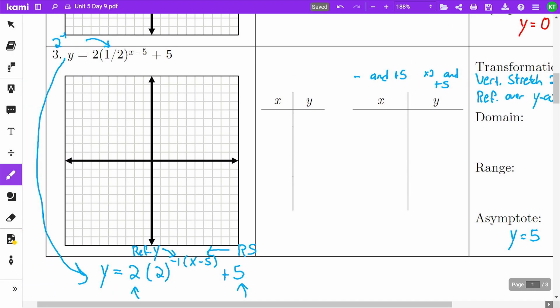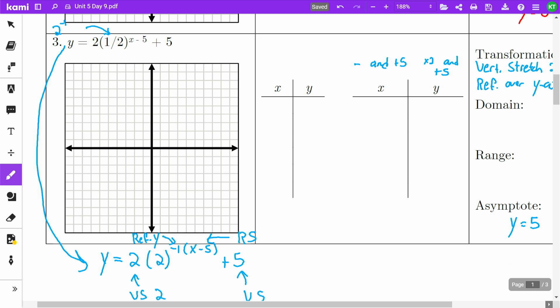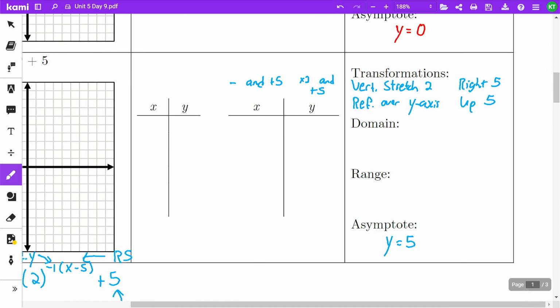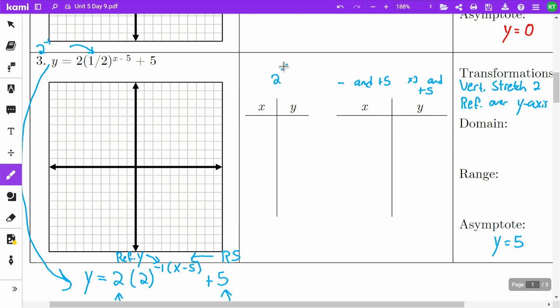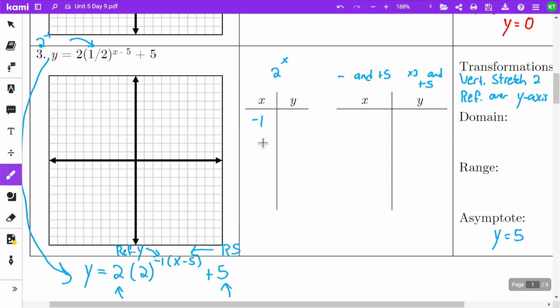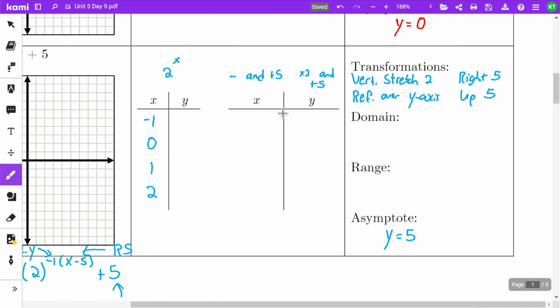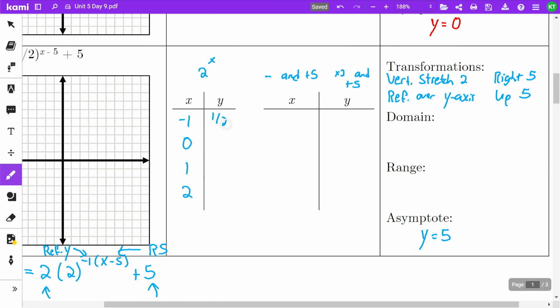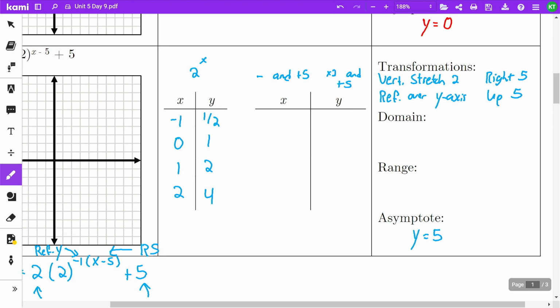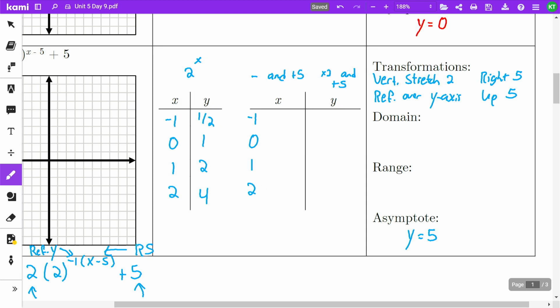So let's go ahead and do our values here. I'm going to use the equation below. I have a base of 2, so that's going to be 2 to the power of x. So using negative 1, 0, 1, and 2, like we have done before, that will give me y of 1/2, 1, 2, and 4. So let's go ahead and transfer these values over here: negative 1, 0, 1, and 2, and then 1/2, 1, 2, and 4.